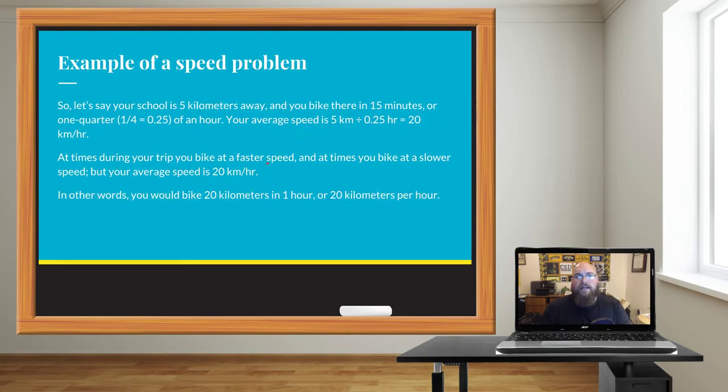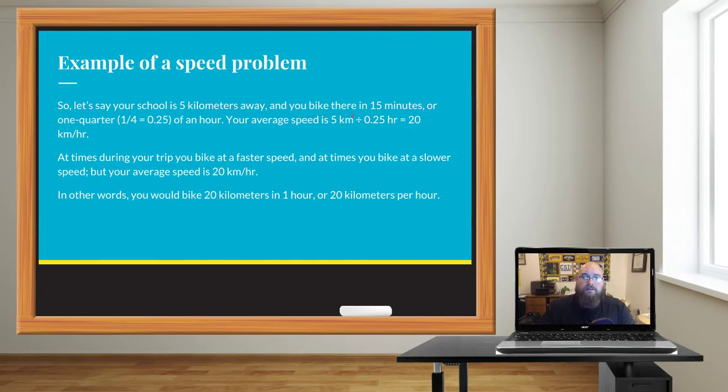Okay, so let's look at an example of a speed problem. Let's say that school is 5 kilometers away, and you can get there in 15 minutes, or 1/4 of an hour. 1/4 of an hour in decimal form is 0.25. To figure out your average speed, take the total distance, which is 5 kilometers, divide that by 0.25 hours, and you will get 20 kilometers per hour.